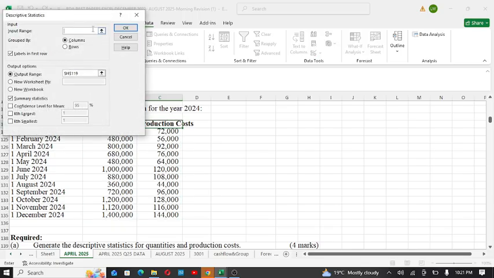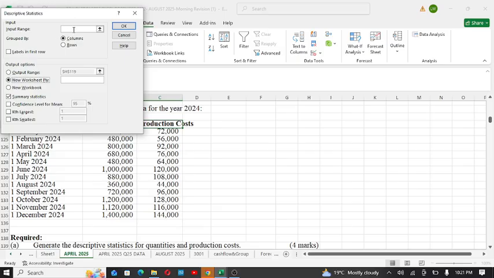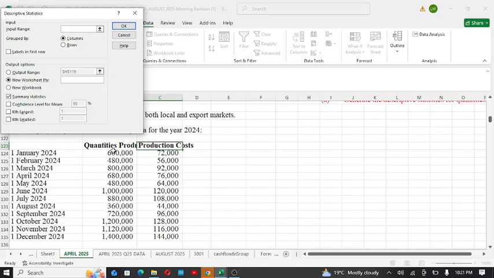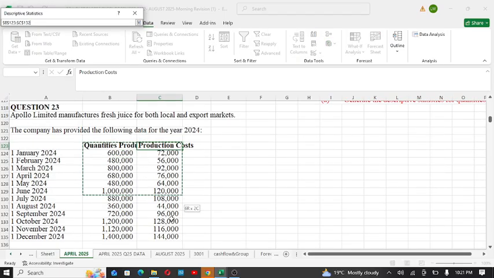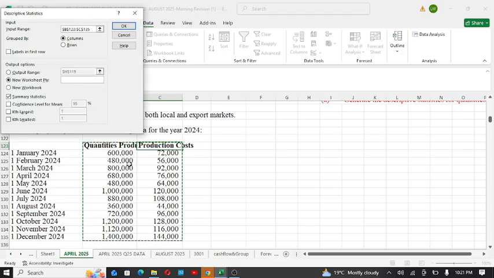Once you have clicked OK, then come here to input range, because they want quantities and production. You can just highlight all, but you can also do them separately: do the quantities, get the result, then come back to production. But since they are together, there is no need of doing separately. Make sure that labels in first row is ticked, because we have highlighted everything including the heading.